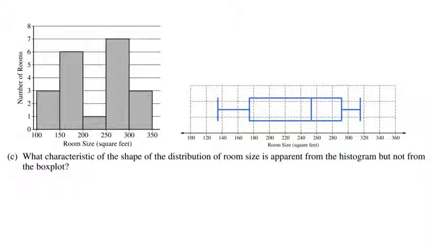All right, now part C for this first problem. I have both of the graphs here. What characteristic of the shape of the distribution of room sizes is apparent from the histogram, but not from the box plot?